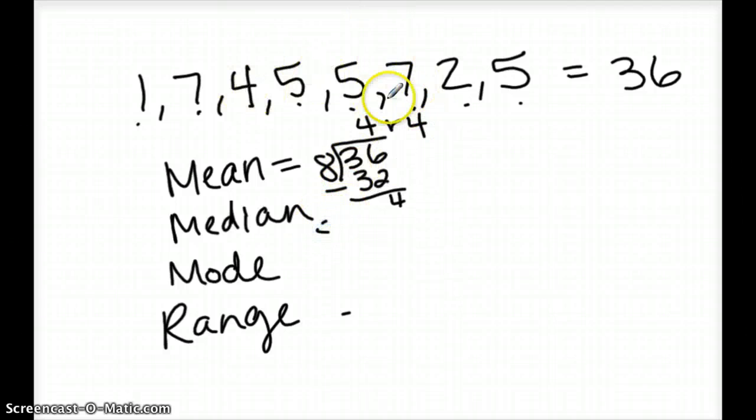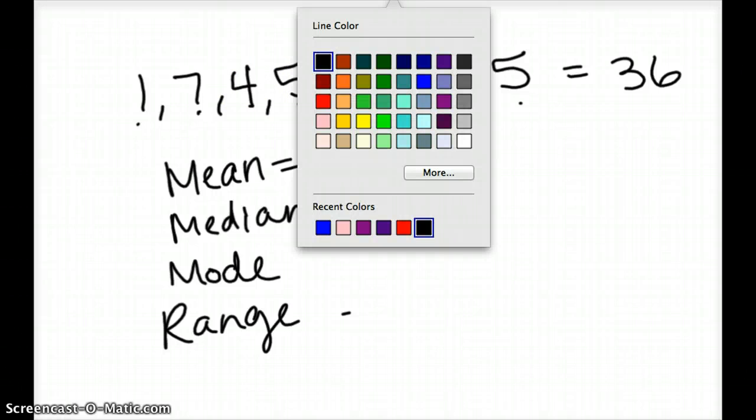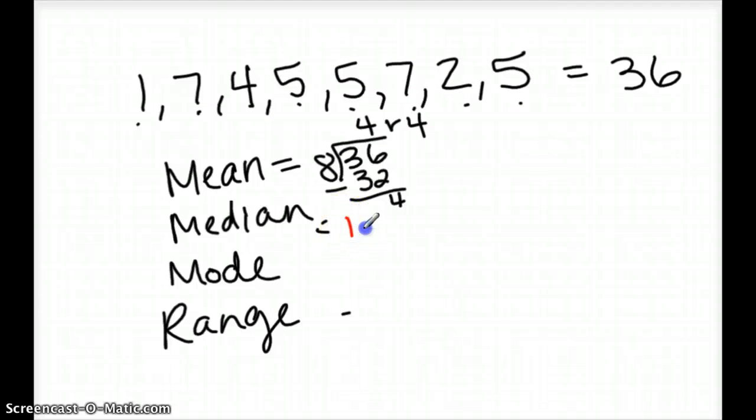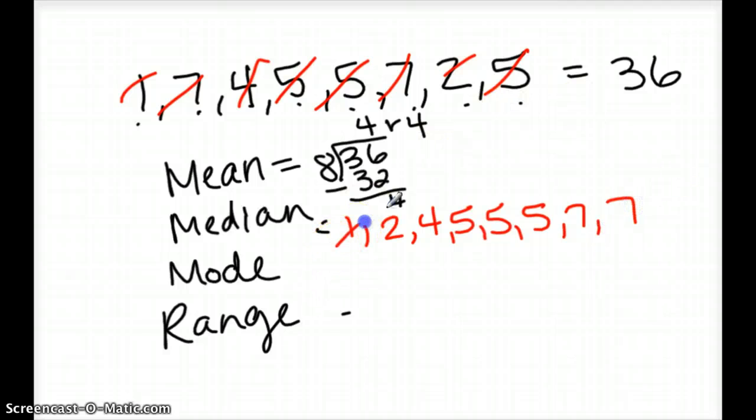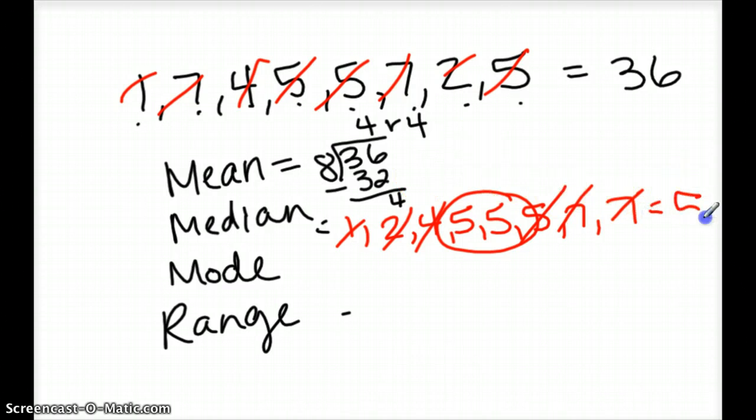My median is the middle number. To find the middle number, I need to write them from least to greatest. So I'm going to reorder them. 1, 2, 4, 5, 5, 5, and 7, 7. Then I find my middle number by crossing one off on each side. And I find out that because these are the same number, if I add them together and divide by 2, I get 5. So my median equals 5.